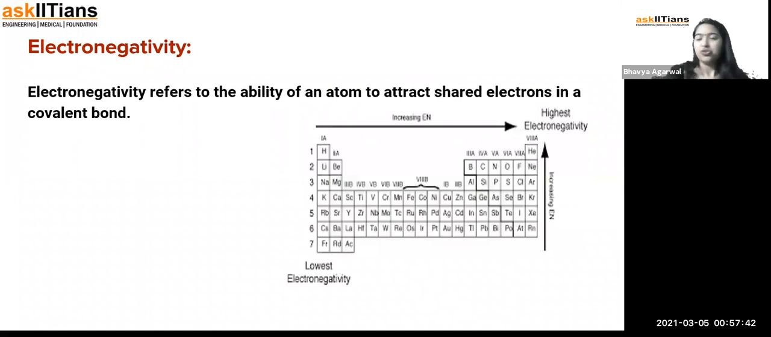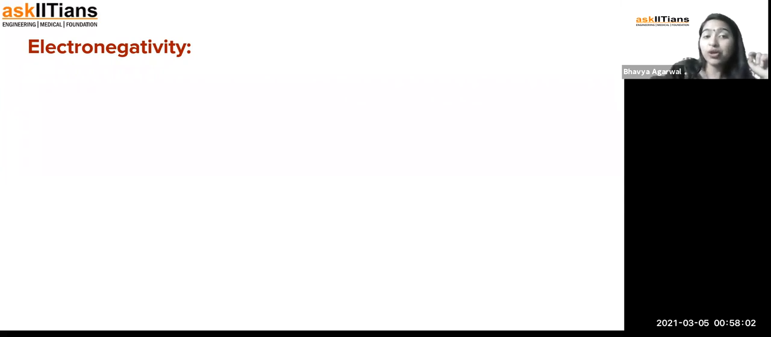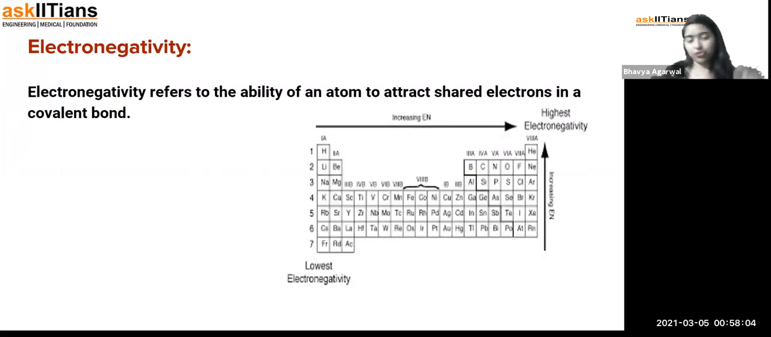Okay. Now about electronegativity, we just discussed it in the previous class. Electronegativity refers to the ability of an atom to attract the shared pair of electrons. If you remember, I said this line. Now, what do you mean by the shared pair of electrons? And how is it different from electron gain enthalpy or electron affinity? Because even that was attracting the electrons, right? This is also attracting the electrons. So what is the difference basically?